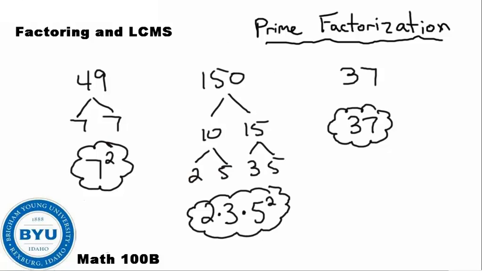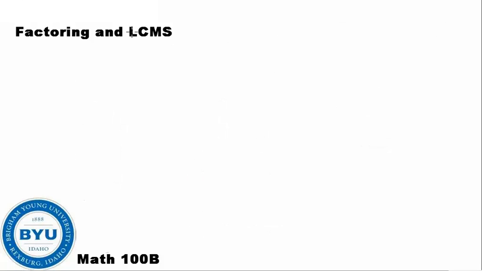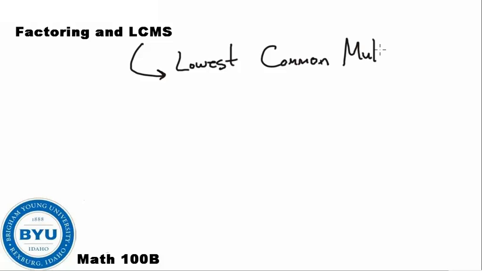Okay, let's move on to the next part of the lesson. We now want to work with lowest common multiples. The lowest common multiple is the lowest value that both numbers can go into. For example, if we took a look at the numbers 8 and 10, and I said, okay, what's the smallest number that both 8 and 10 can go into?